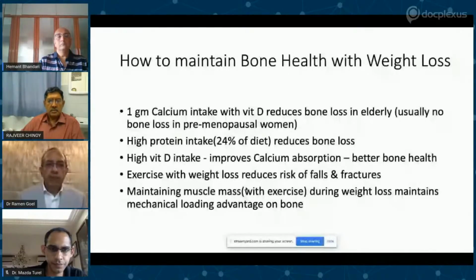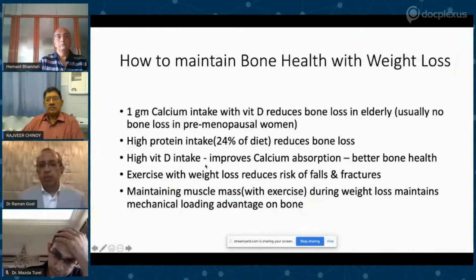All of them are advised 1 gram of calcium intake with vitamin D. And this is more important in elderly people, elderly post-menopausal women or men also. If they take this, the bone mass reduction doesn't happen to that extent. If they have enough proteins, which should be at least about 24% of the diet, it helps in reducing the bone loss. Enough vitamin D improves the calcium absorption, so they have better bone health.